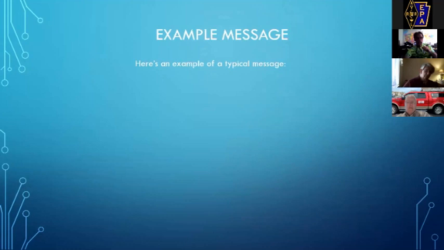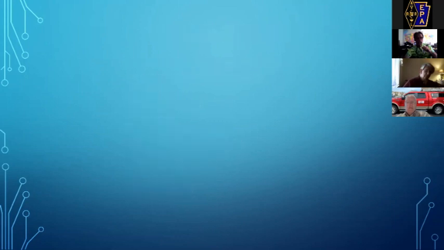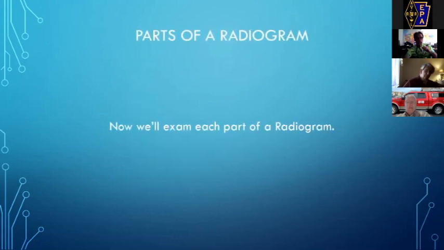Now, here's an example message for you. I'm not going to have it on a message form, but it corresponds to the message form. That looks kind of confusing, but we're going to break it down one part at a time. By the time we finish this, you'll understand what each of those lines means and what goes into a sample message. Well, not just a sample message, every message.